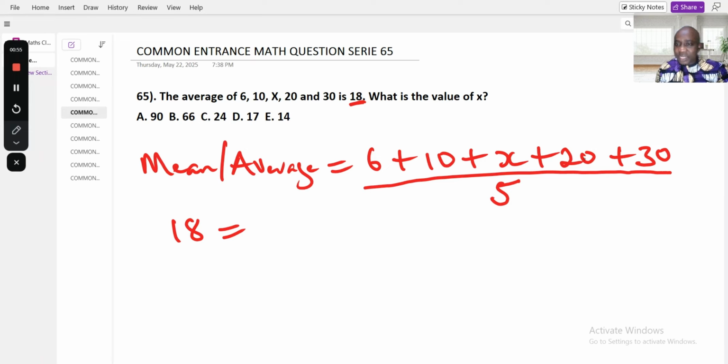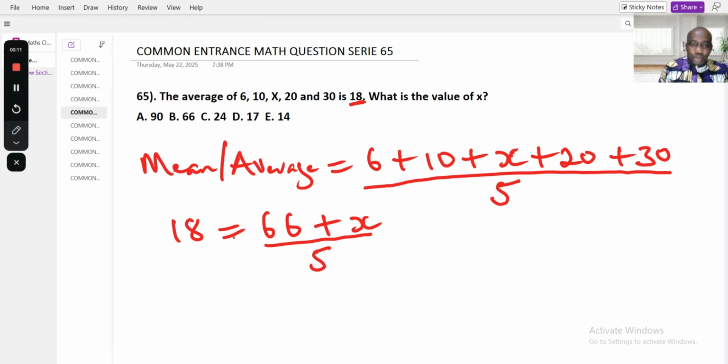16 plus 20. Let's first add this 20 plus 30. 20 plus 30 is 50, plus 10, 60. 60 plus 6 is going to give us 66. Therefore, 66 plus x, because they are not the same thing. There's no way you can say 66 plus x is going to give you 70, because they are not the same thing. And we still have the 5 under, divided by 5. The way I get the 66 is 20 plus 30, 50. 50 plus 10, 60. 60 plus 6, 66. That's why we have 66 plus x here.